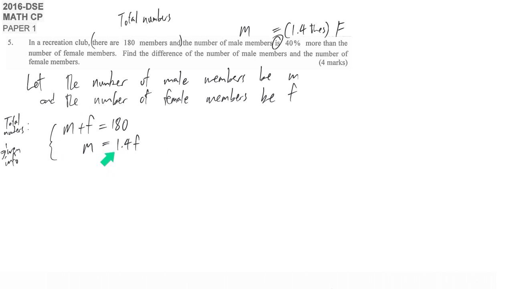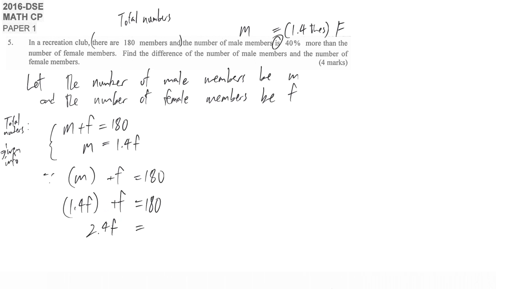Then you use your own method to solve. For me, it's more straightforward to use the substitution method because M is already the subject. So I copy down the first equation, M plus F equal to 180. And then M I can express in terms of 1.4F. Before that, this equation has two unknowns that make it more difficult to solve. But if I express M in terms of F, in this equation only one kind of unknown, then we can solve it like usual.